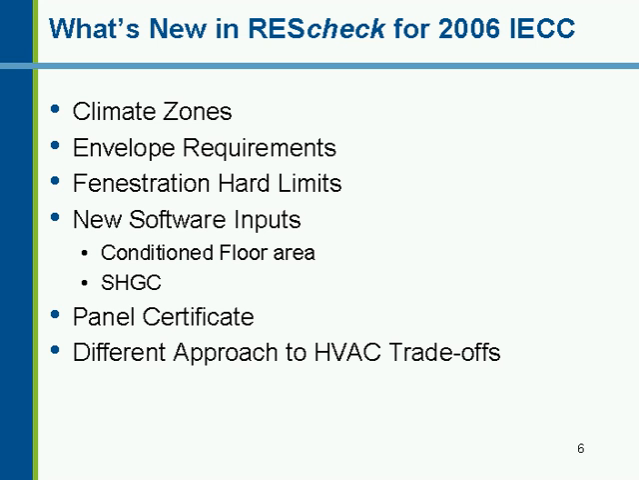So what is new in REScheck for the 2006 IECC? And we're going to go into some of these. Climate zones have changed. Envelope requirements are different. There are now fenestration hard limits that we'll discuss. New software inputs that are required. Those are part of, there's a new input for conditioned floor area. Solar heat gain coefficient inputs are now required. And in the 2006 IECC and IRC is a panel certificate that is now required that I will show you. A different approach to HVAC tradeoffs is also new for the 2006 code option in REScheck.